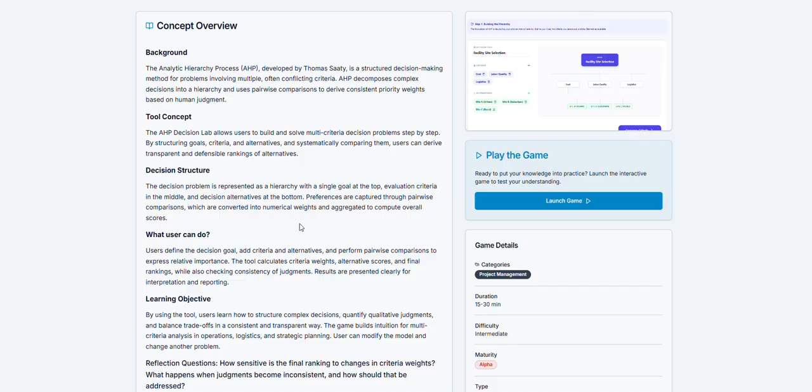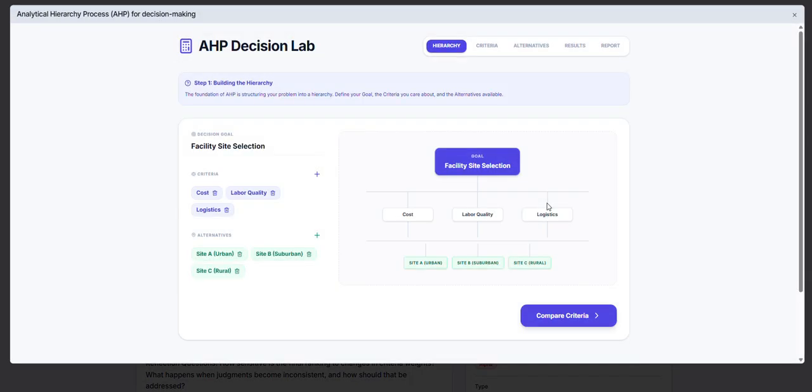documentation available for this. All kinds of tools, but this is my simple version of the decision tool. So here we have it, AHP Decision Lab, as we call it. We have a simple example here, which is a facility site location, and we have certain criteria for this decision making. We have the cost, labor quality, logistics related parameters, and then we have three alternatives we can choose from. So we have site A in urban context, site B suburban location, and site C rural.